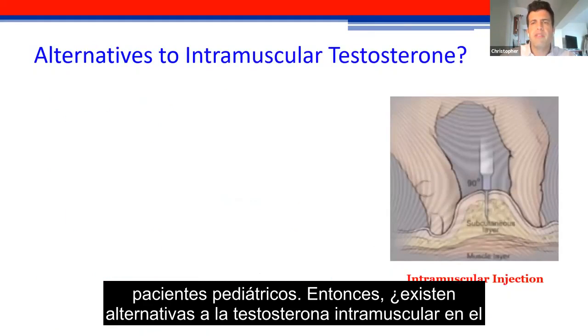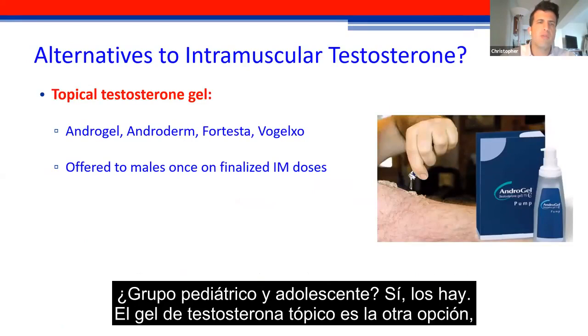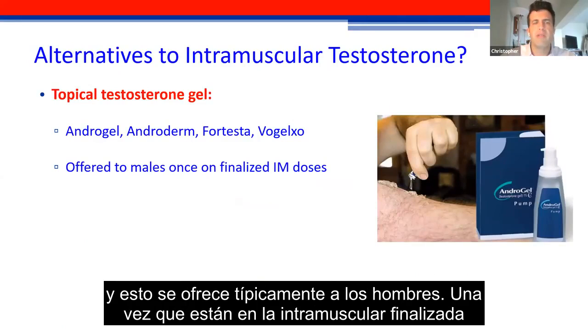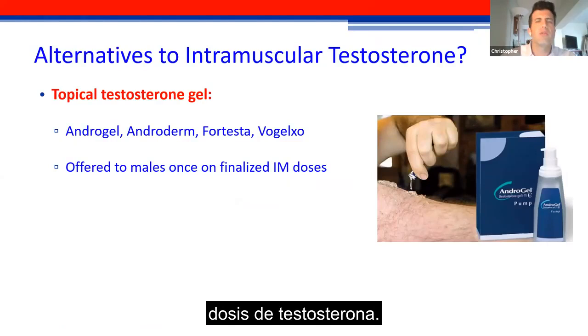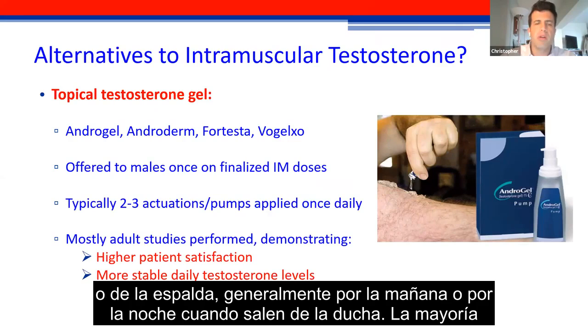So are there alternatives to intramuscular testosterone? Well, in the pediatric and teenage group, yes, there are. Topical testosterone gel is the other option, and this is offered typically to males once they're on finalized intramuscular testosterone doses. It's typically given as 2 to 3 pumps applied once daily to the upper shoulder, chest side or back side, usually morning or nighttime when they're coming out of the shower.